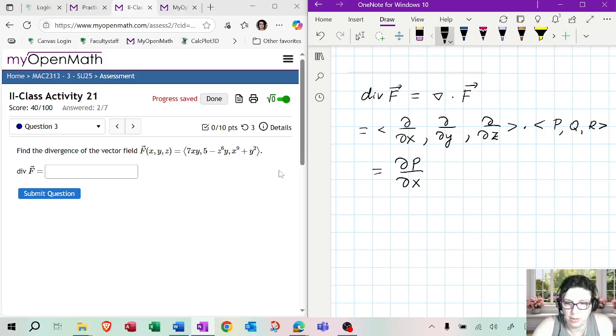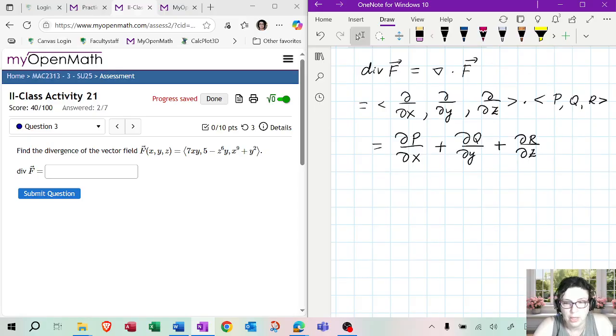Remember the dot product, plus. It's not a vector, it's a number, so there's not going to be any commas or vectors, nothing. The next one will be the second component with respect to y. And finally, it's going to be the last component with respect to z. So just remember that divergence takes a vector field and outputs a scalar field. Okay, so let's do that in this specific case.